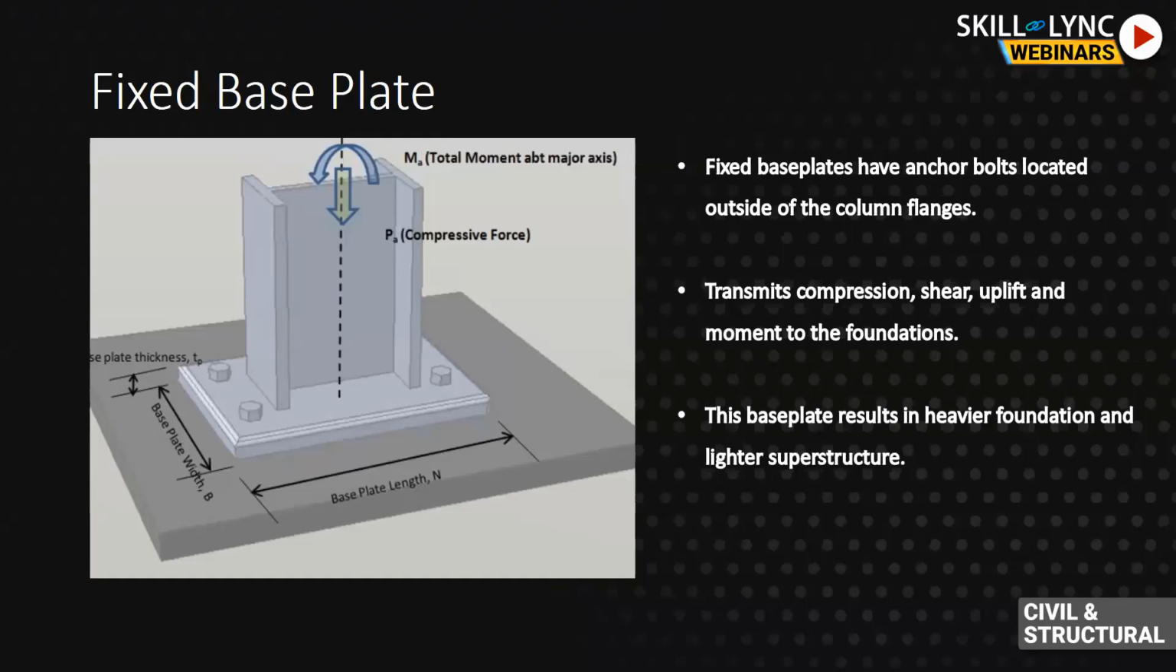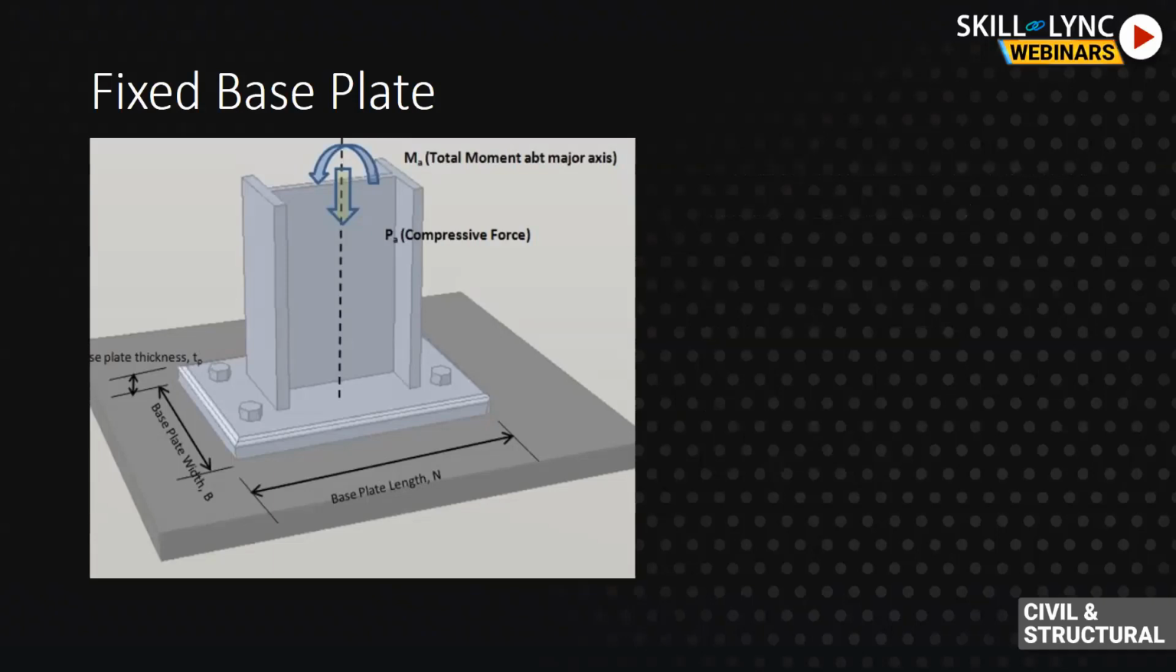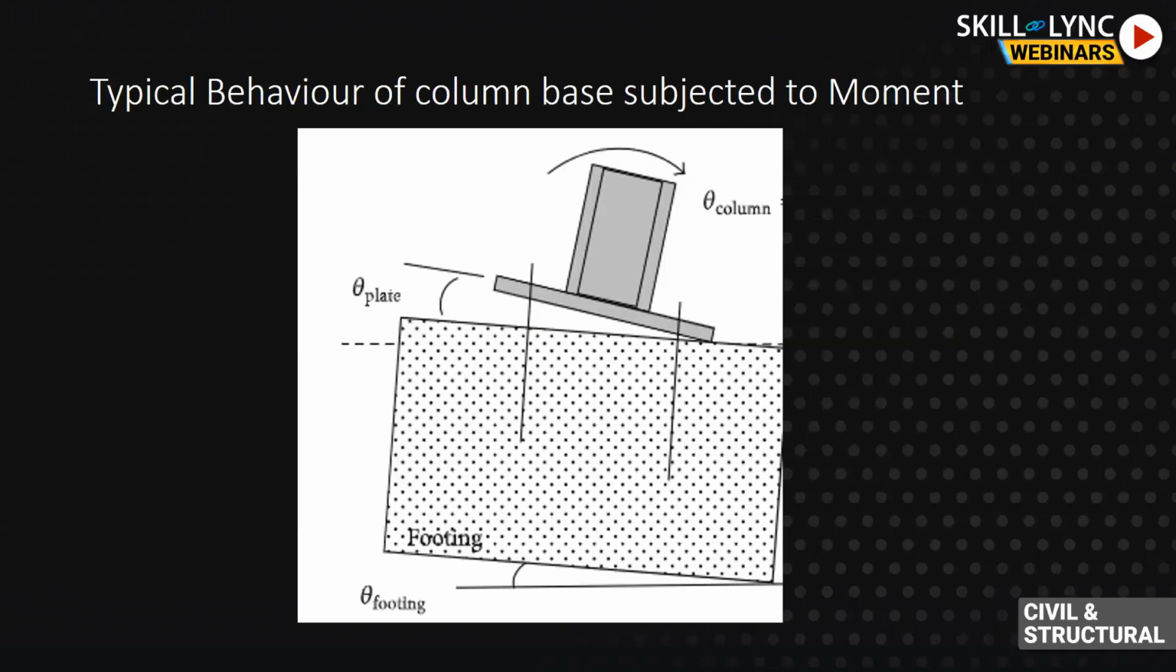One of the factors which can affect the selection of a base plate is the last point, that the foundation design can be on the heavier side because of the fixed base plate, but it can result in a lighter steel superstructure. As we have covered the fixed base plate, now let us take a look at the pinned base plate. As we saw on this slide, the problem for the fixed base plate is the application of moment. A pin base plate will not be subjected to any sort of moment, so it will not be subjected to this loss of contact with the foundation.